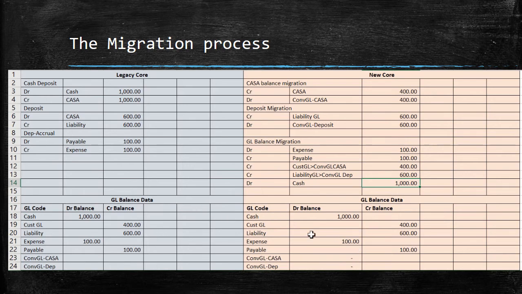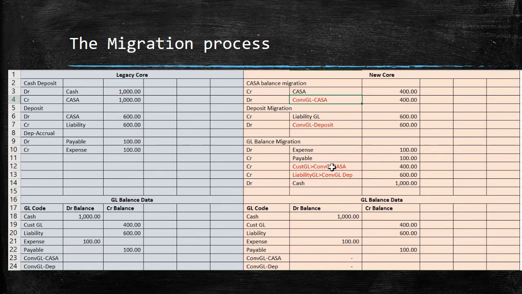The trick which we employed here is that when we do a CASA migration, we use a conversion GL for the offset leg. Whenever we do a deposit, or for that matter a loan, we flip the other leg, the contra leg, or the customer leg, to a conversion GL. And then finally, when we have to bring in these GL balances from the legacy code, we flip them to the equivalent conversion GL so that it nullifies the entries made earlier. And thereby, you have a very clean migration.